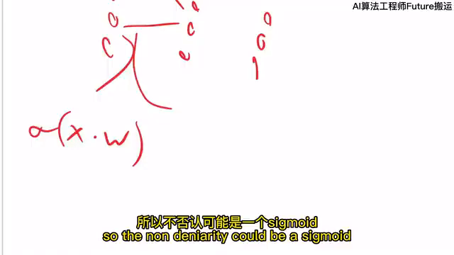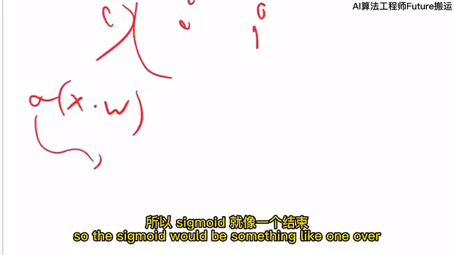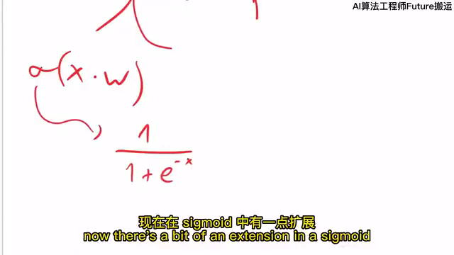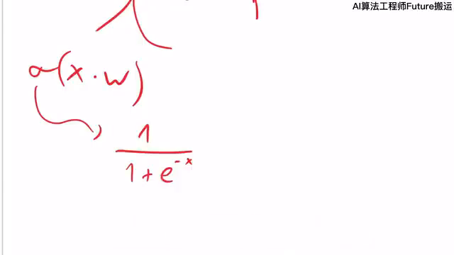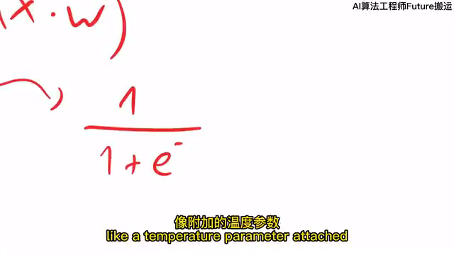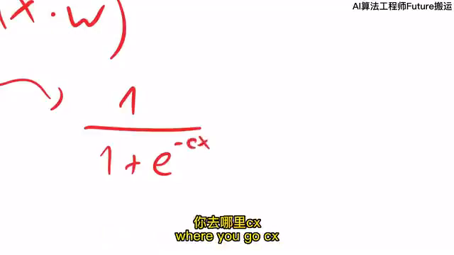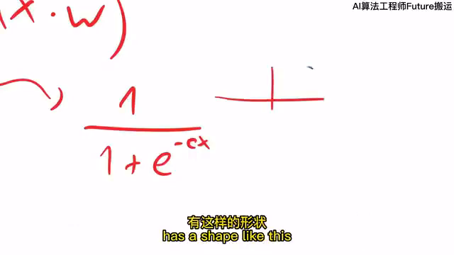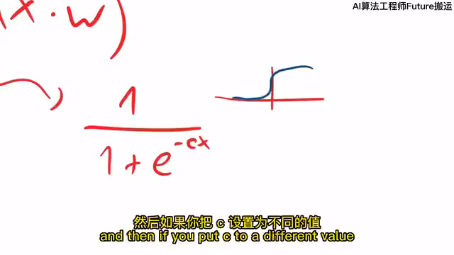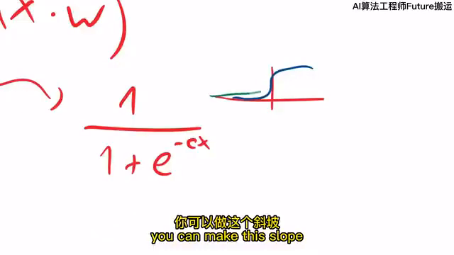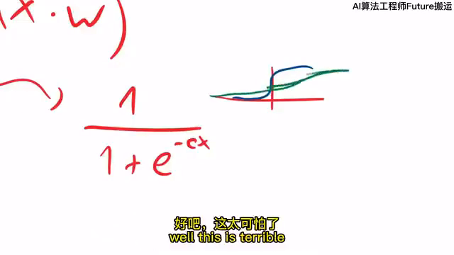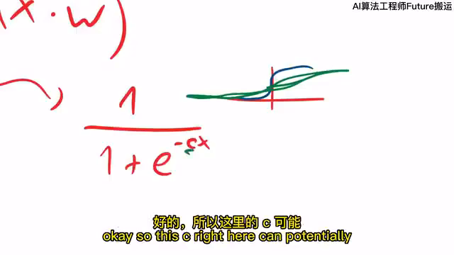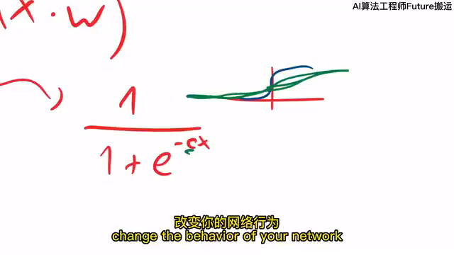The nonlinearity could be a sigmoid, which would be something like 1 over 1 plus e to the negative x. There's a bit of an extension where you can do a sigmoid that has a temperature or slope parameter, where you go cx. In one case you can set c such that the sigmoid has a shape like this, and if you put c to a different value, you can make the slope steeper, like this. You know what I mean. So this c right here can potentially change the behavior of your network.